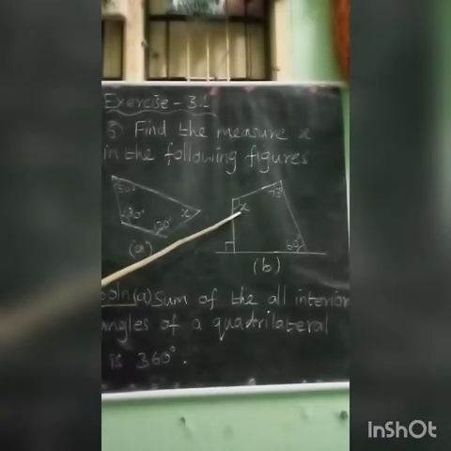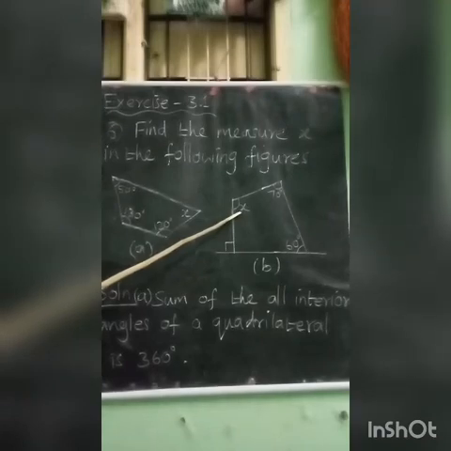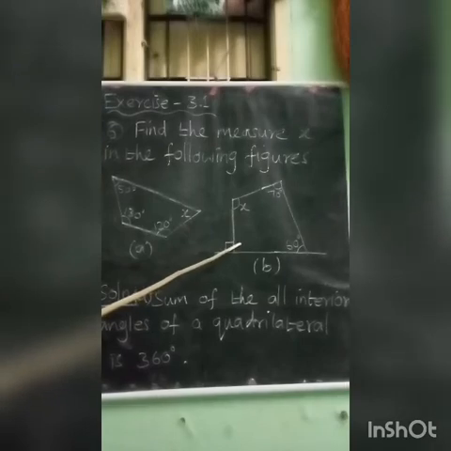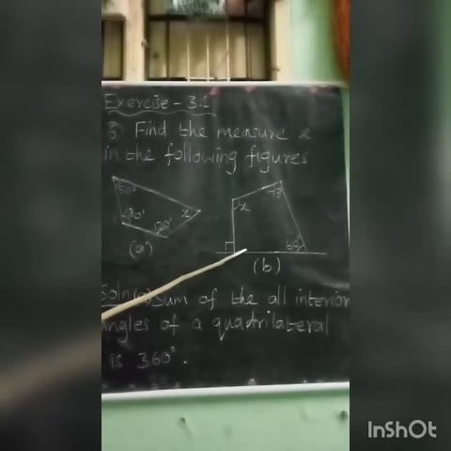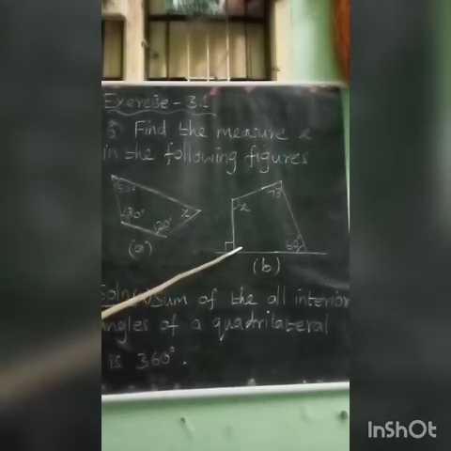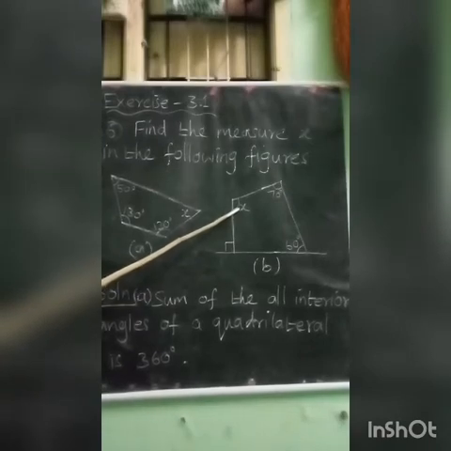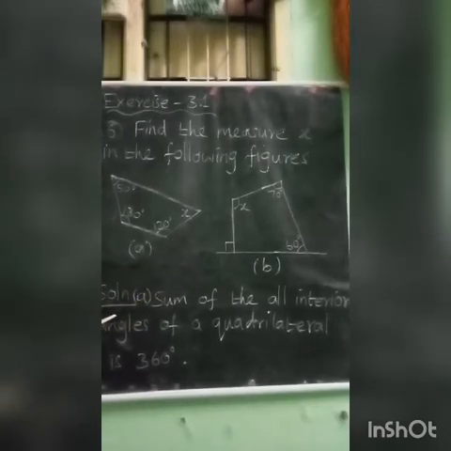In the second one, 2 angles are given. One angle is x. Now to find the measure of angle x, the next angle is not given. So first to find that angle, then to find the measure of x.